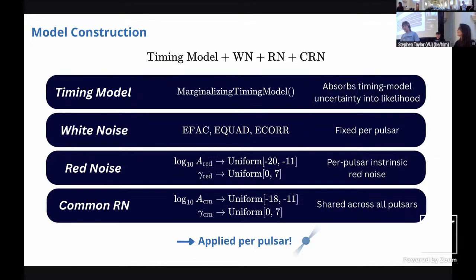For all of the amplitude and the gamma, for both uniform distributions, you can see our priors there. For the red noise, that was also per pulsar. So each pulsar has its intrinsic red noise. And then the common red noise is shared across pulsars, but we're using the common red noise instead of the GWB because when we ran our analysis, there's no correlation between each pulsar, I believe. Hopefully I'm saying that right. So we applied the model to all 61 pulsars.